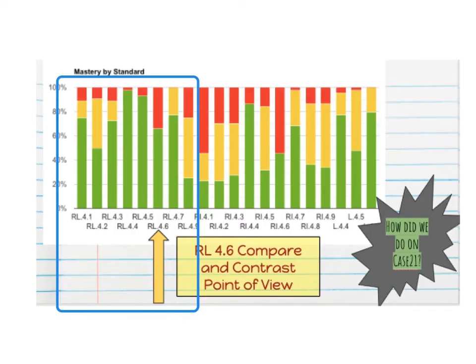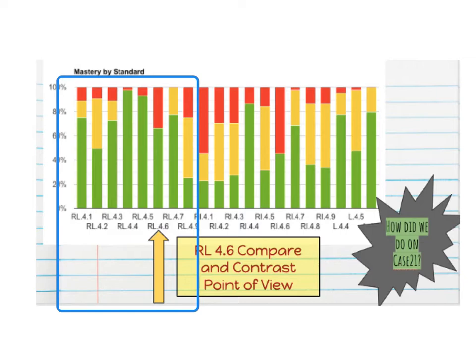I want you to know why we're looking at this standard. This isn't new, but I want you to notice this graph from our Case 21 assessment. You'll see there's a yellow arrow under RL46. That stands for point of view. Now you might be thinking, well, Miss Daniel, there's a lot of green on RL46, and there is a lot of green. But I want you to notice that I've drawn a blue box.